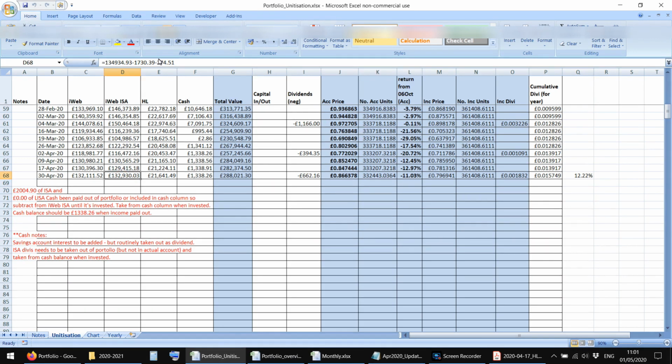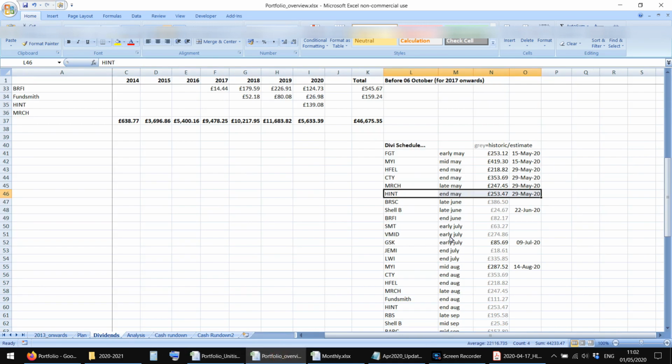And for the iWeb ISA I paid myself 274, but that wasn't real. That's just like a tracking thing. The only time I'll get paid that money is when I eventually sell something outside of the ISA and I buy with this money that's inside the ISA as cash.